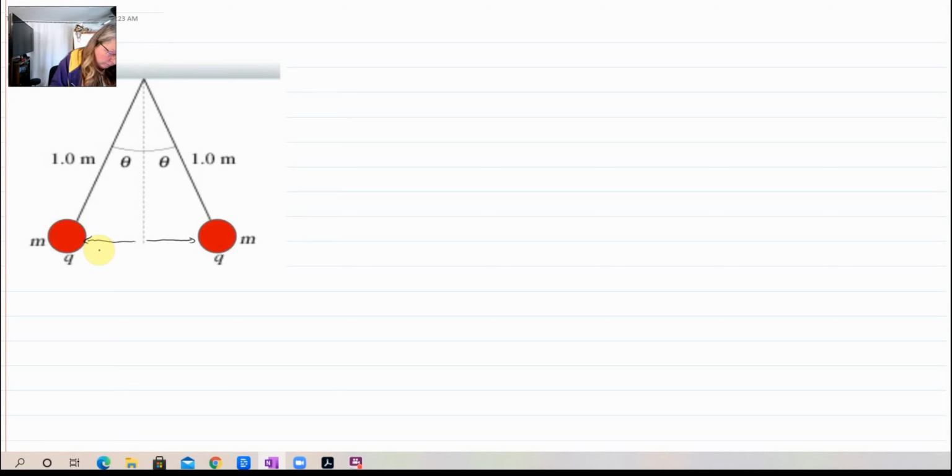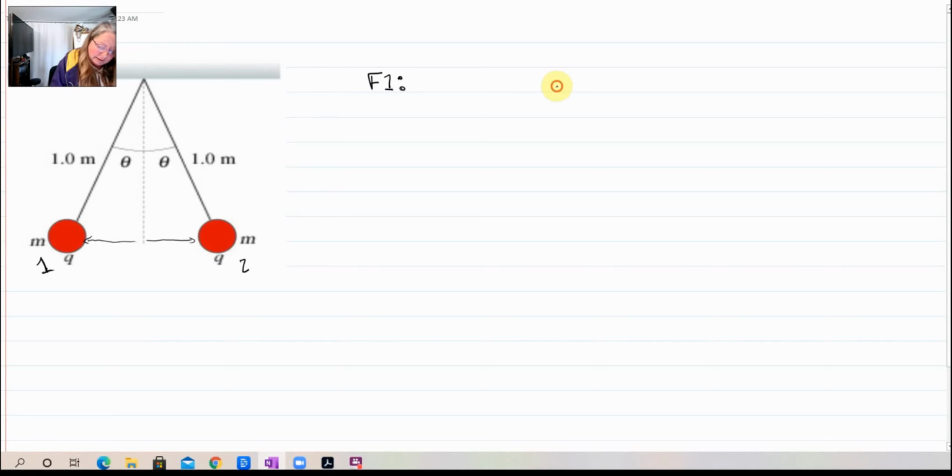Okay. I'm going to call this 1 and this 2. And I'm only going to focus on 1. Why? What do we know? If I know the force on 1, don't I also know the force on 2? So I only need to do it for 1. I'm going to choose 1 because it's the force of 1.